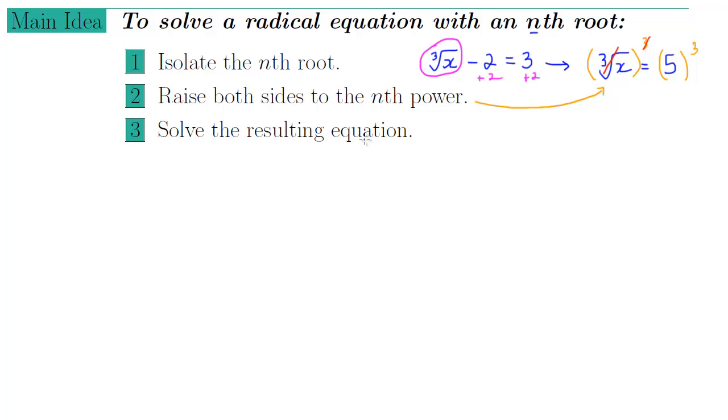The third step is to solve the resulting equation. In this case, after we cube, we're just left with x equals 125, right? Because 5 cubed is 125. So there's not much to solve here. This is already done. But in some cases, you may have to do more work after you've gotten rid of the root. You may end up with 2x equals 125, so you have to divide. Or maybe some more complicated equation that you still have to work to solve.